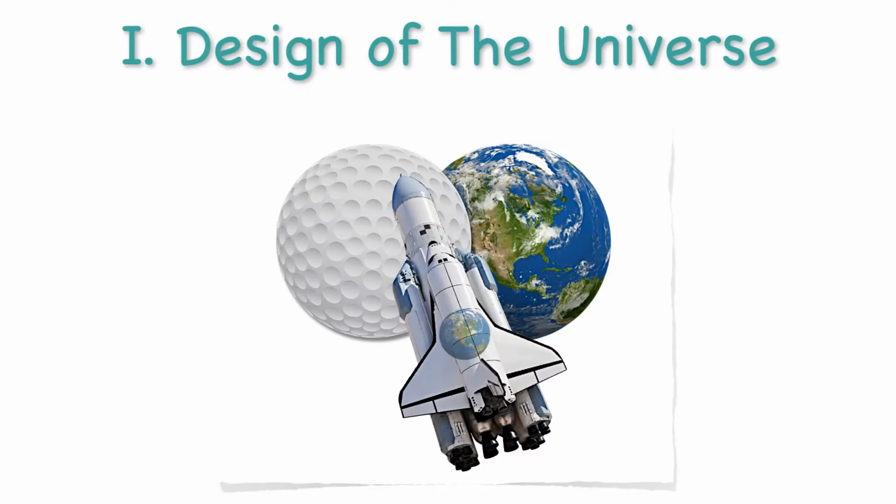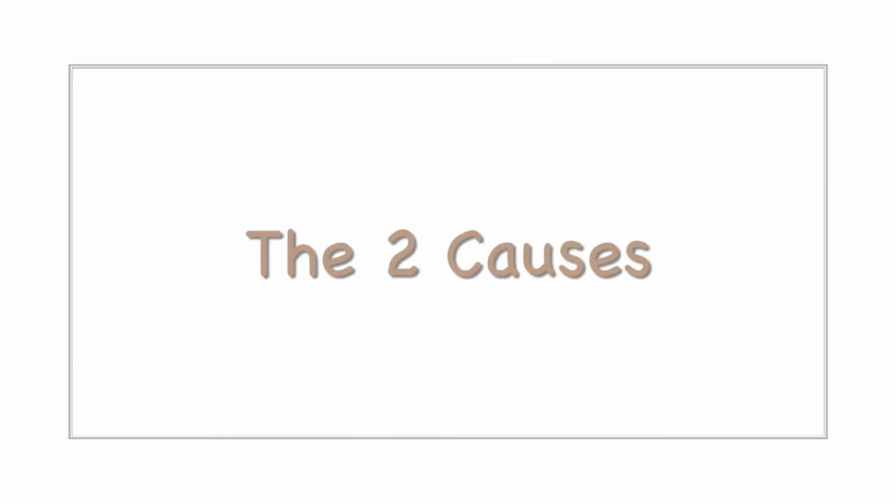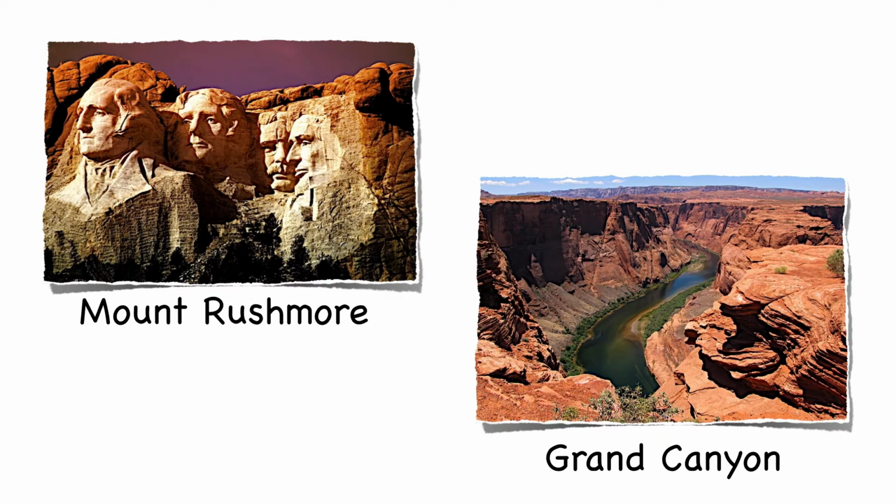Now, there are 2 parts of the teleological argument: the design of the universe, which we'll be covering in this video, and part 2, the design of life, which we'll cover in our next video. We'll begin our study of the teleological argument by looking at the 2 types of causes that cause anything to come into existence. Here we have 2 rock formations, Mount Rushmore and the Grand Canyon. We ask the question, what caused these rock formations to look as they do?